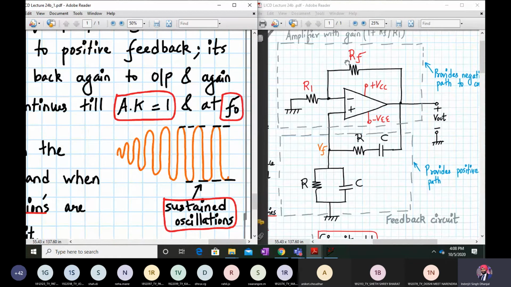And what will the amplifier do? The amplifier will again amplify that small millivolt signal by a factor of 3, and this process will keep on continuing. It will keep on increasing. Then again it will be fed back to the output, which will be 3 times greater than the millivolt.